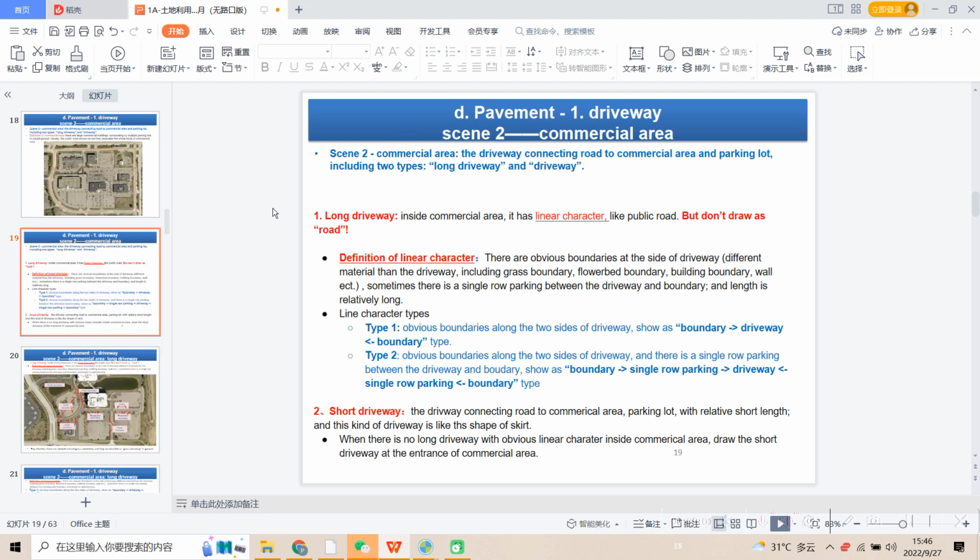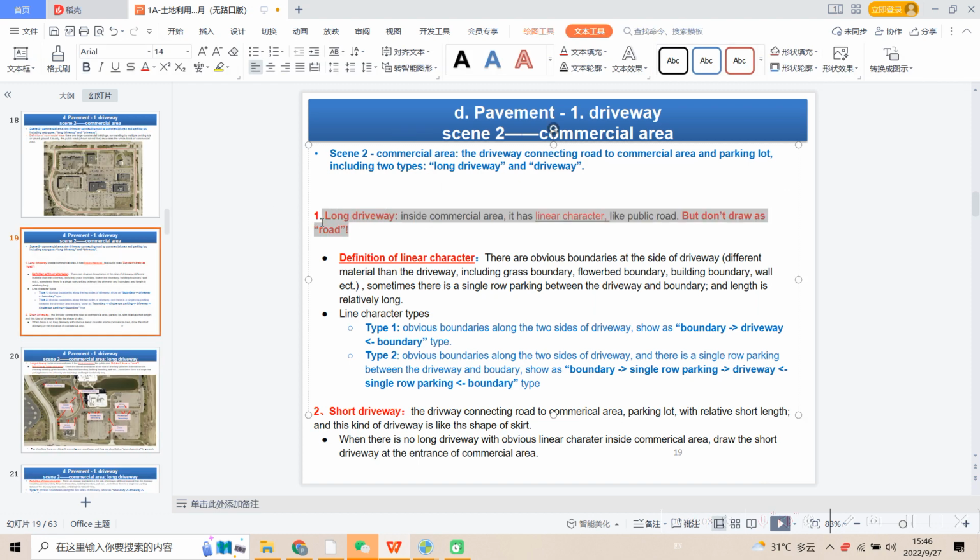In the commercial area, we need to learn the definition of the long driveway. It is usually inside the commercial area. It has a linear character, very much like a public road, but don't draw it as a road. Here we have brought up a new definition, which is linear character. Let's learn about it. What is the definition of a linear character?